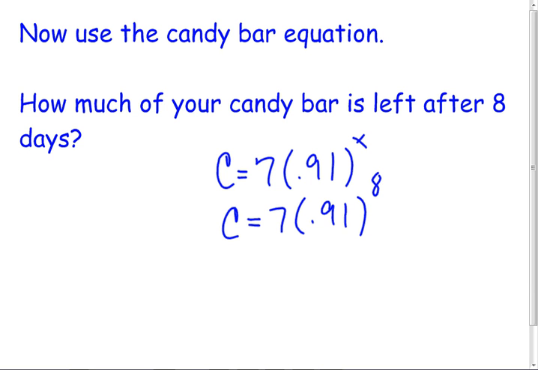Now, do you know how to enter it in your calculator? Because that's the big question. You have to use that caret. I'm going to use a times sign this time, rather than the parentheses.